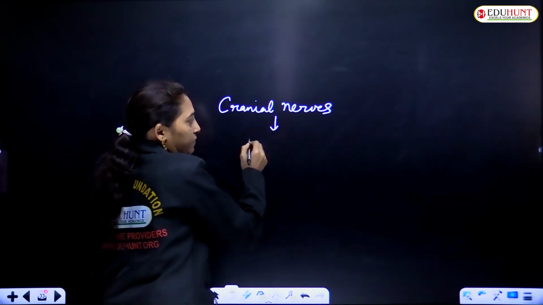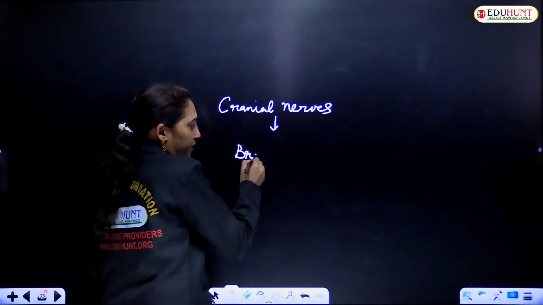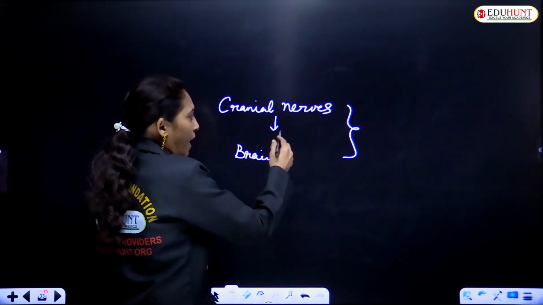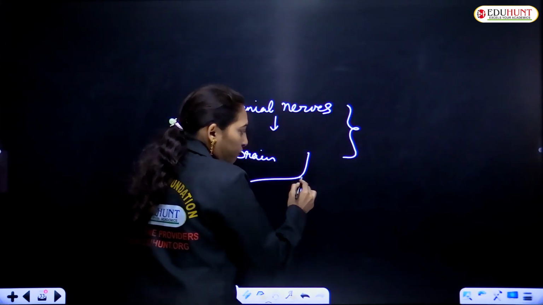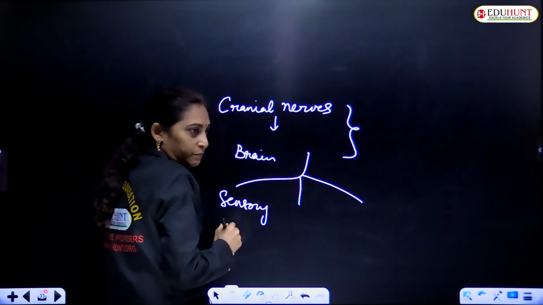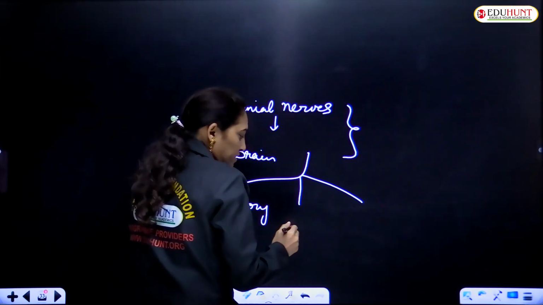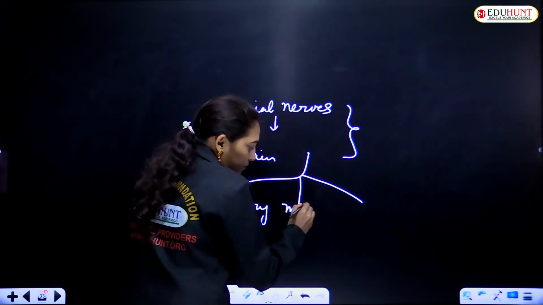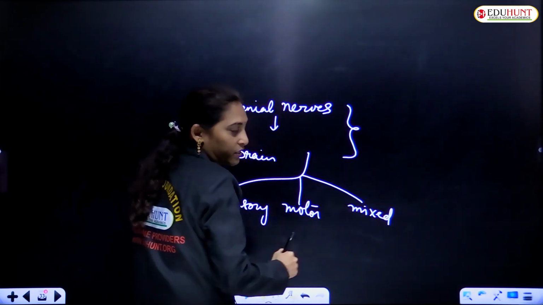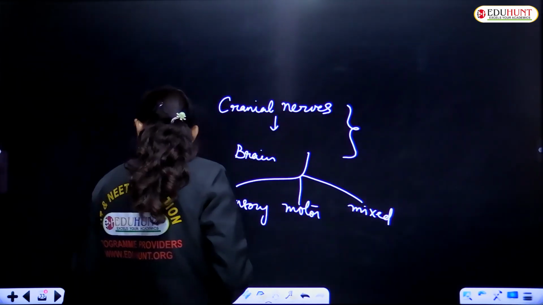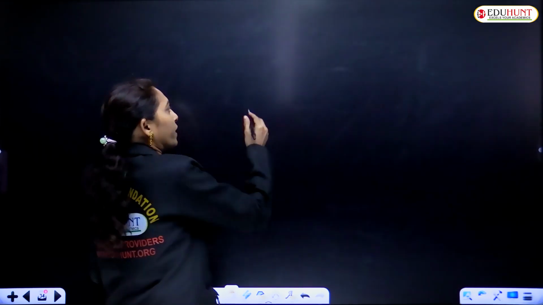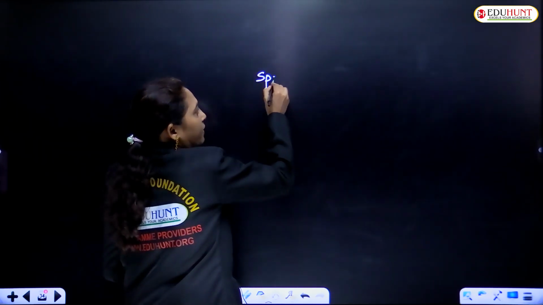Cranial nerves are the nerves that arise from the brain. We have finished the different types of cranial nerves, and these nerves are of three types: sensory, motor, and mixed. I'm just reminding you. But the other type of nerves are the spinal nerves.